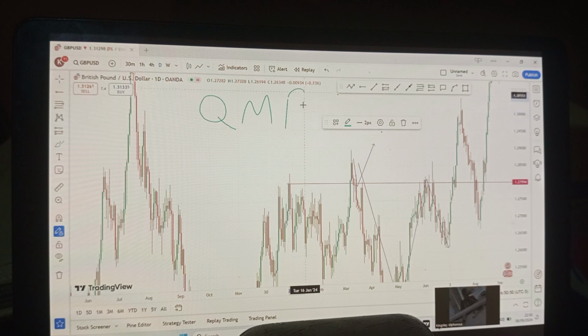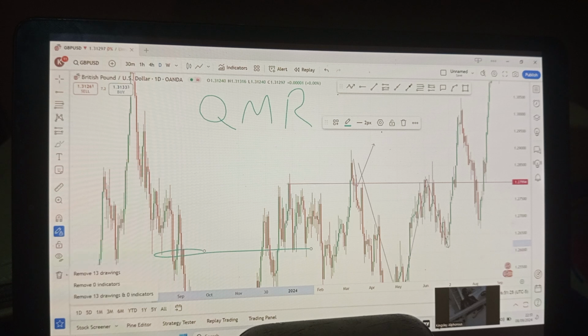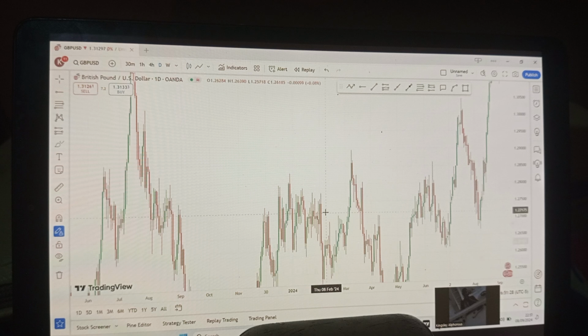You said, must it be broken with a body for the QMR to be valid on the A or the V-shaped key level? You mean for a QMR to be valid, it has to be broken with a body or a wick. No, even with a wick it is still valid, because that break is just like a skew, which is a manipulation of the market to the upside, right?